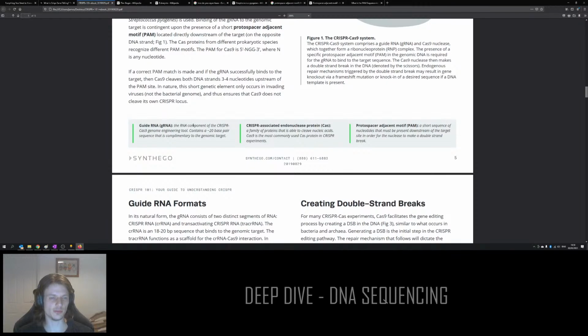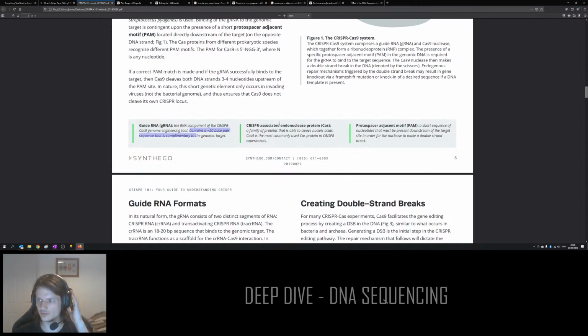Guide RNA, the RNA component of the CRISPR-Cas9 genome engineering tool, contains a roughly 20 base pair sequence that is complementary to the genomic target. Roughly 20 base pairs. Okay. This doesn't sound super helpful. Base pair sequence. It's very specific. Okay. I guess we'll learn about that more.